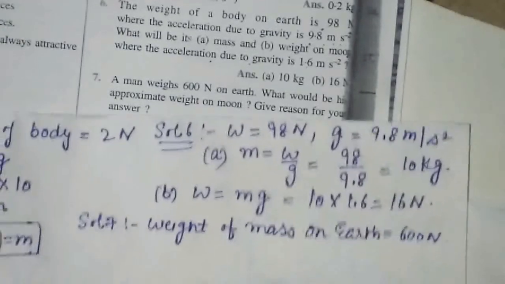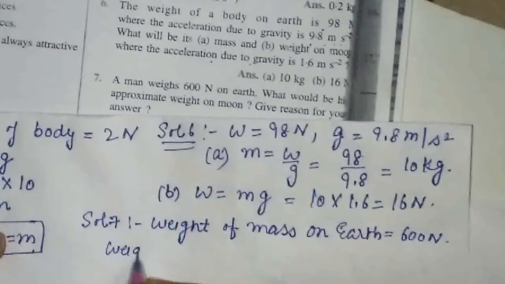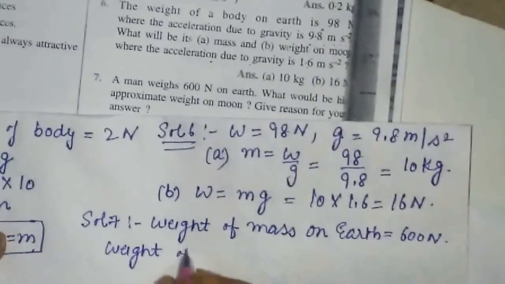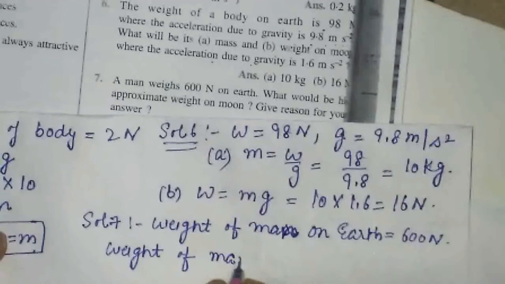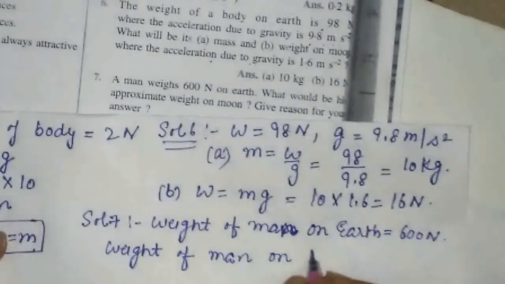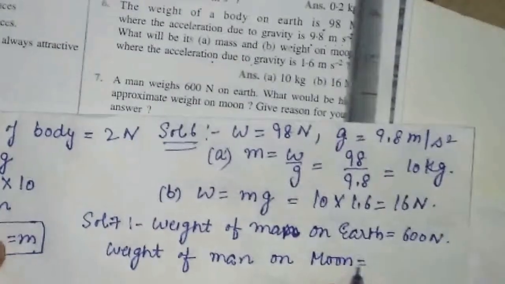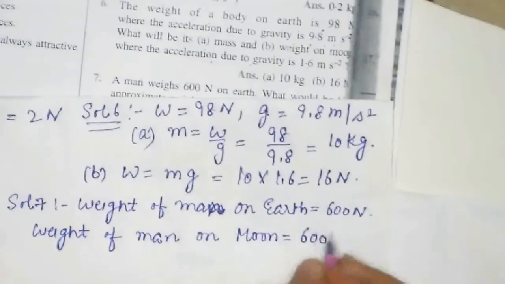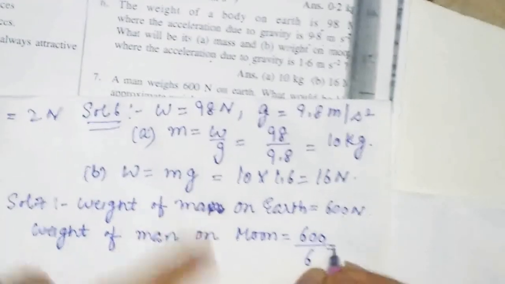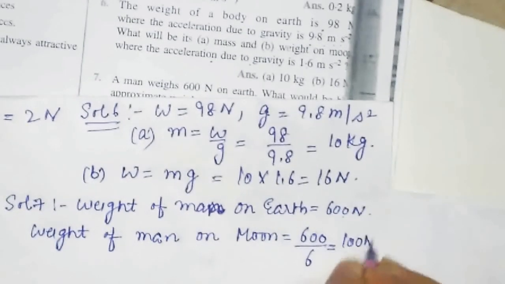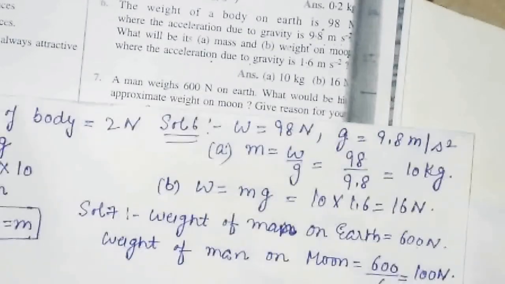So the weight of man on moon becomes 1/6 weight of man on earth. So it becomes 100 Newton. Clear?